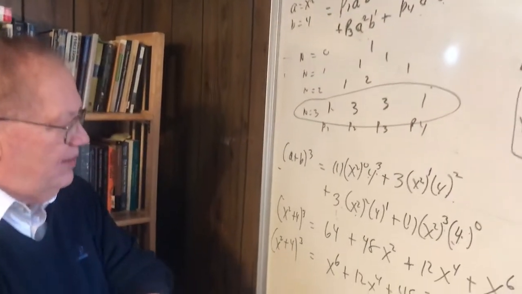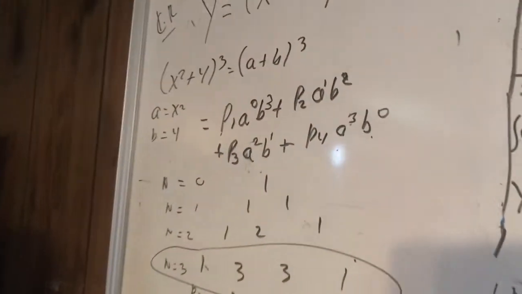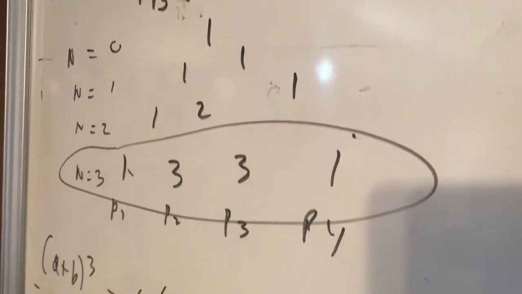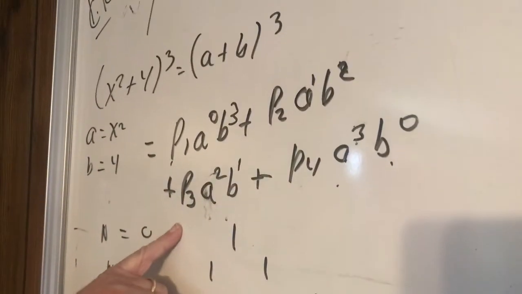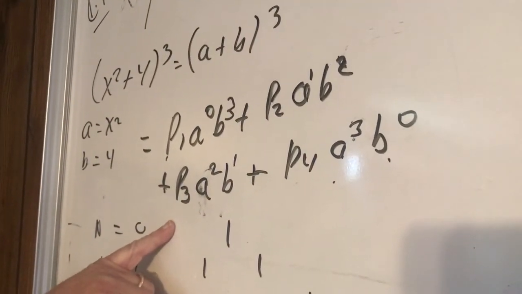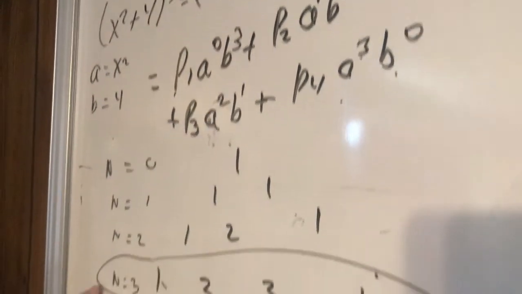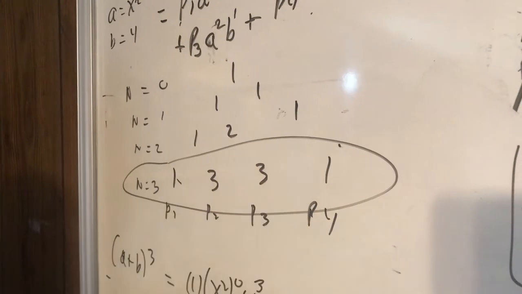Okay, here we are back with trying to compare our solutions using the chain rule versus the expansion rule. I use the binomial expansion here, which is the expansion of a plus b. I'll say a is x squared, b is 4. Pascal's triangle, n equals 3: 1, 3, 3, 1.